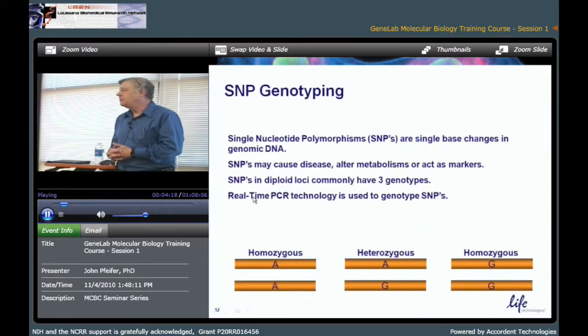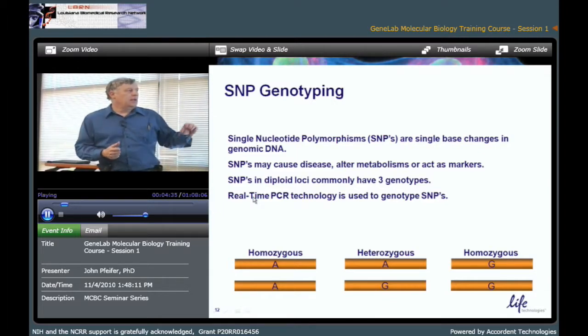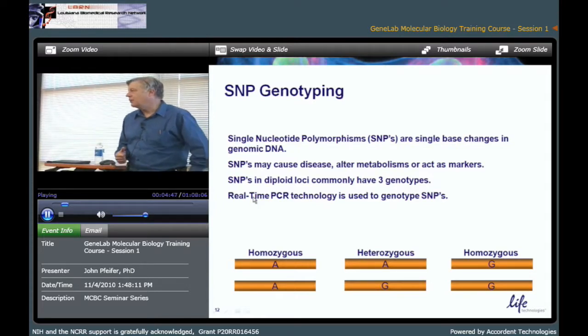Another key application is genotyping single nucleotide polymorphisms, or SNPs. As you may know, there's a growing interest in comparing phenotypes to genotypes. SNPs are involved in metabolic pathways, in disease states, and so forth. And we use a chemistry using a real-time platform to genotype them. So in a traditional biallelic system, you would have 3 genotypes: 2 homozygous and 1 heterozygous.